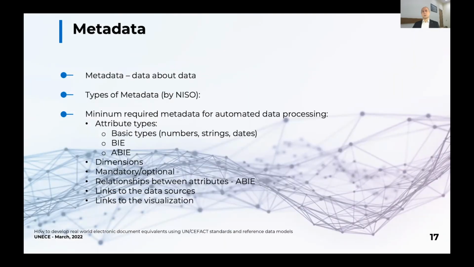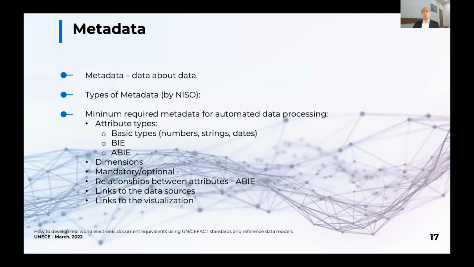Next important topic that should be considered is metadata. We have already looked at metadata earlier, but now it should be focused from the point of view of automation of generating electronic documents. The main question about metadata is what needs to be stored in the model for the possibility of its practical application for document processing.